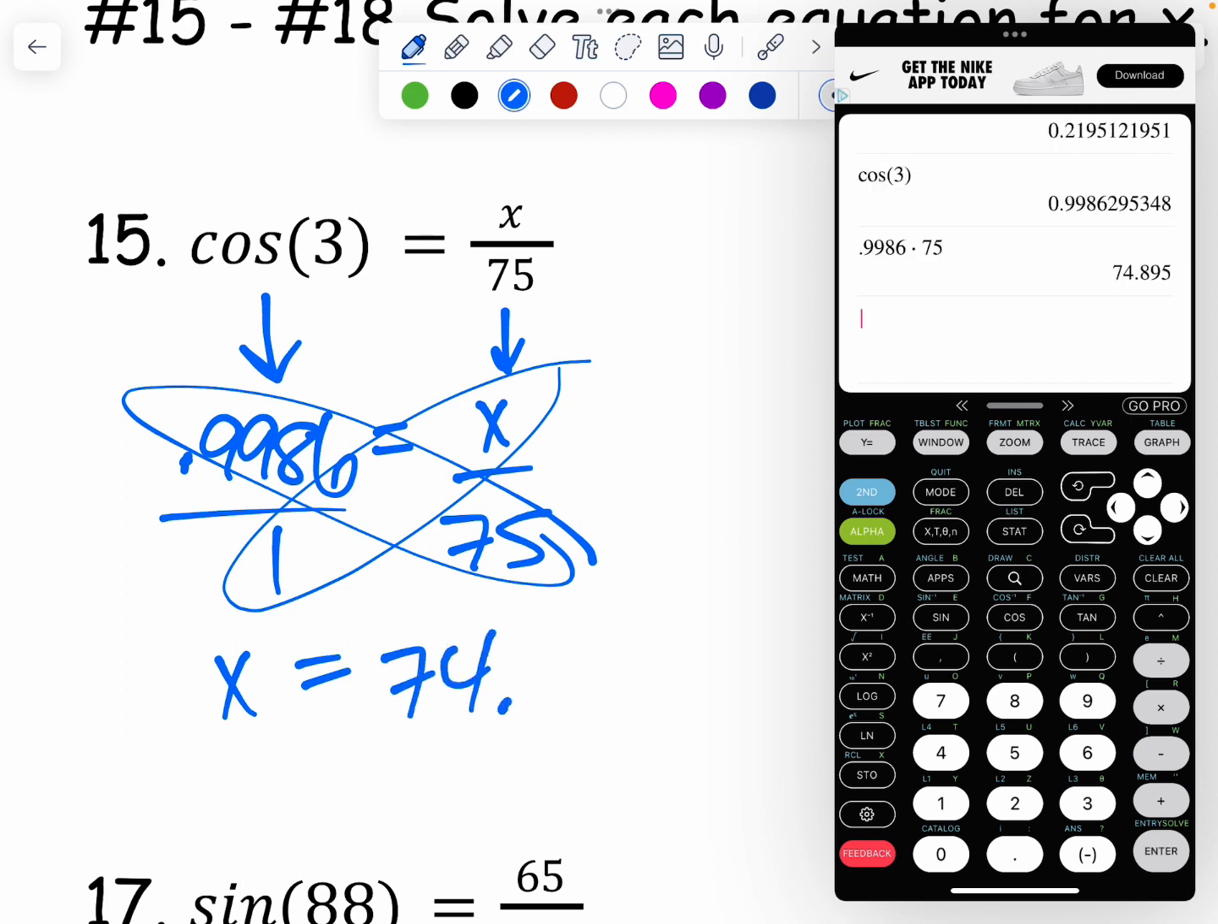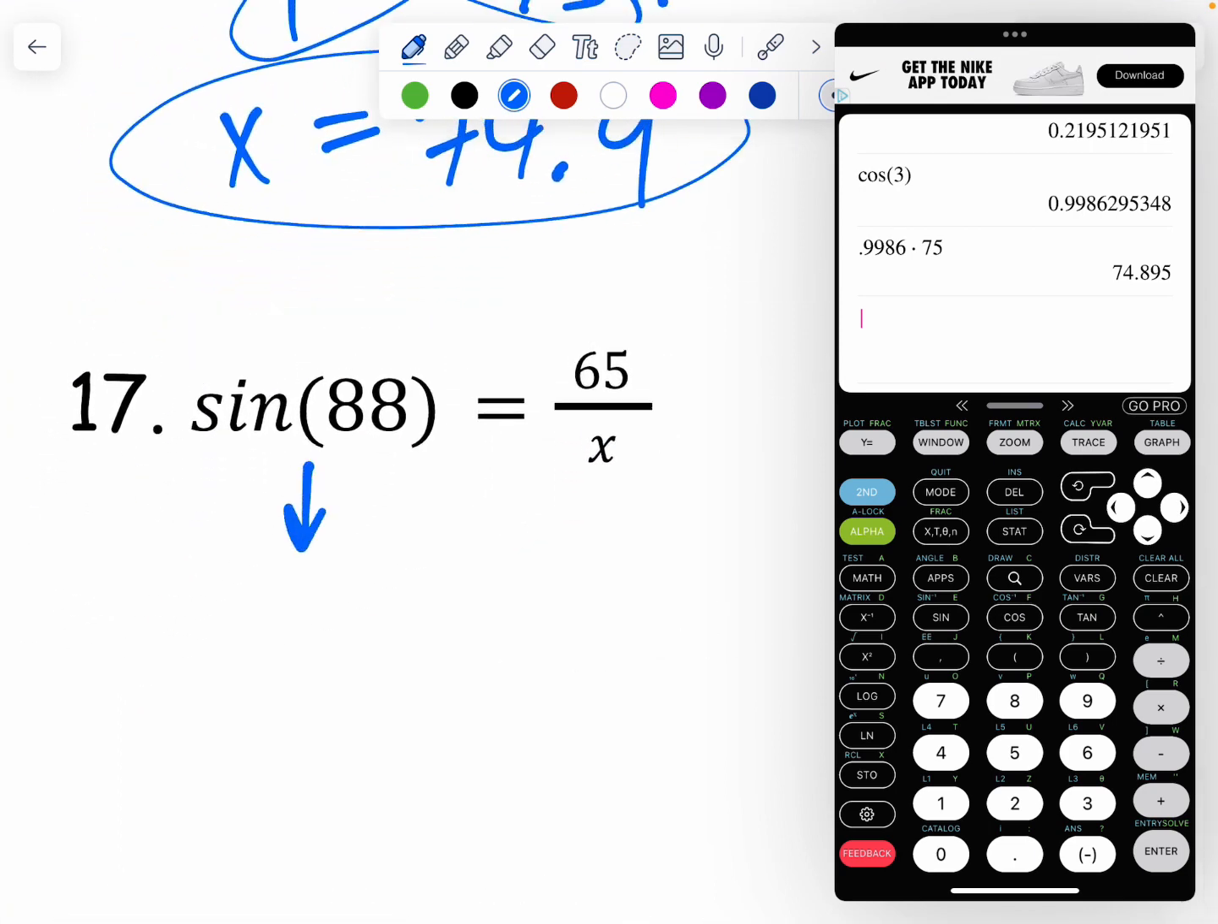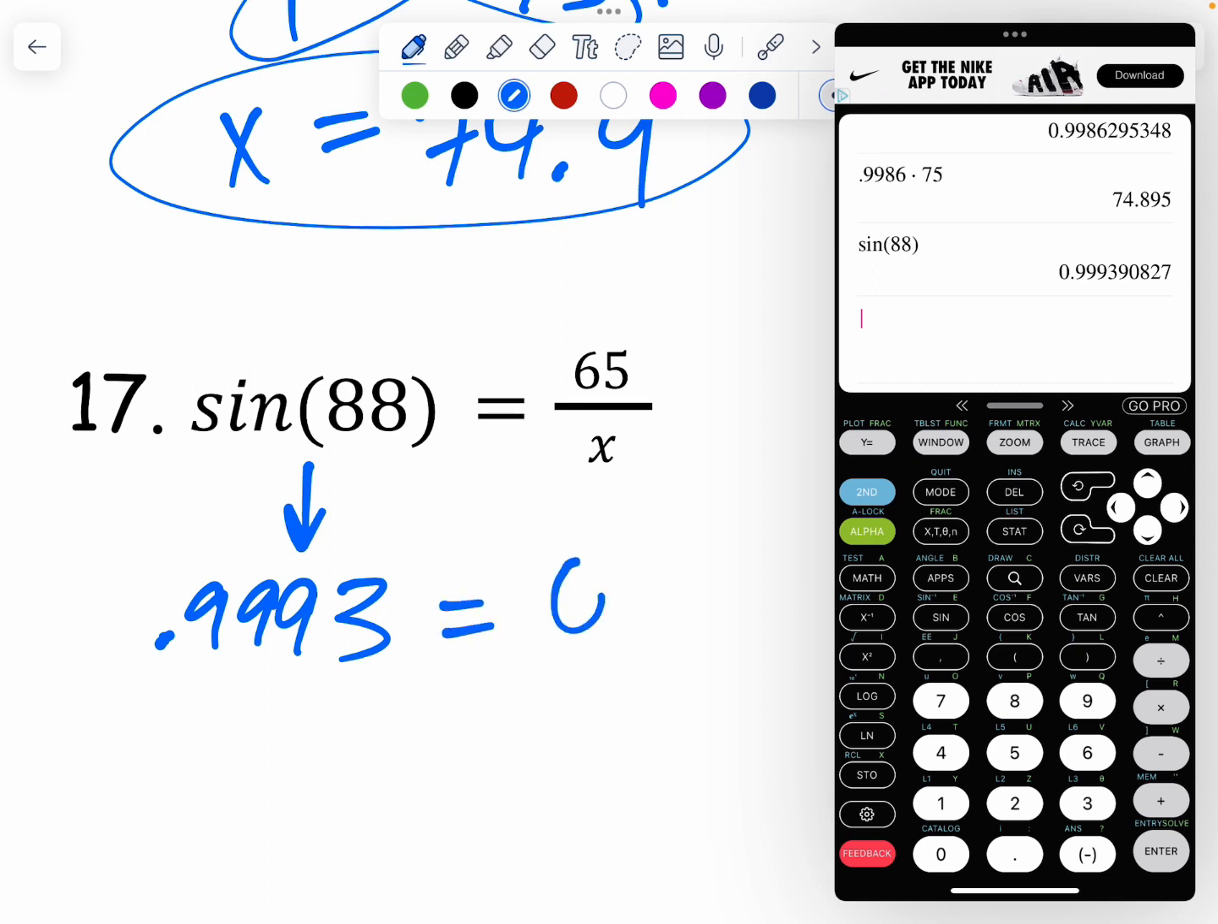And now here's how we figure out how to round. 8, 9. The 9 that's after the 8 bumps the 8 up to a 9. 74.9. Let me try number 17. I'm going to type this into my calculator, sine 88, and I got 0.9993 or 0.9994. Either one is fine.